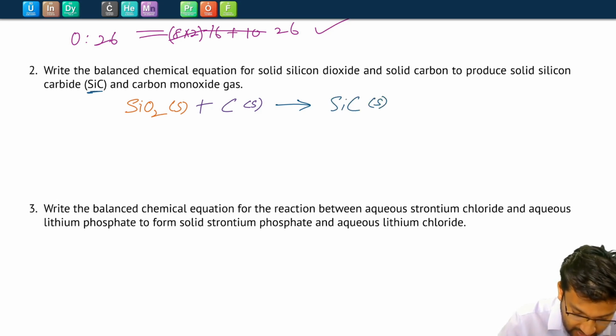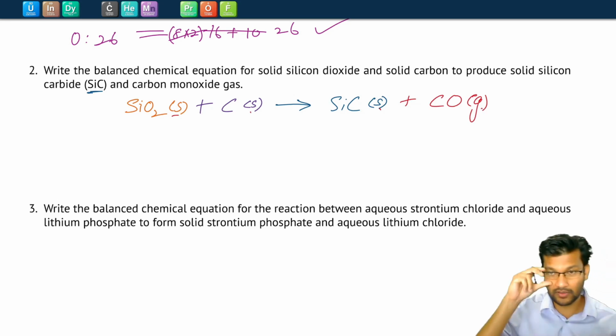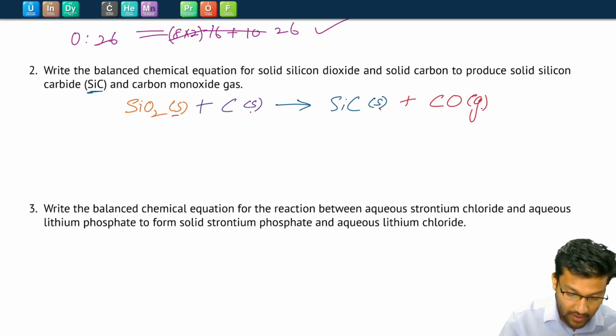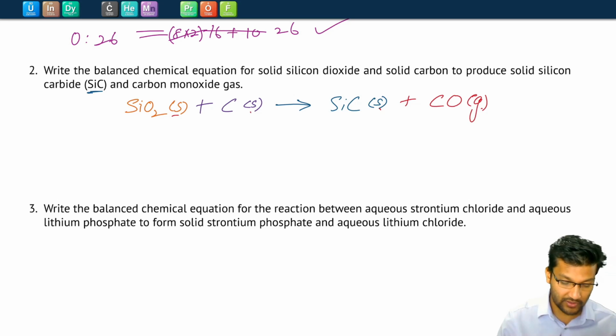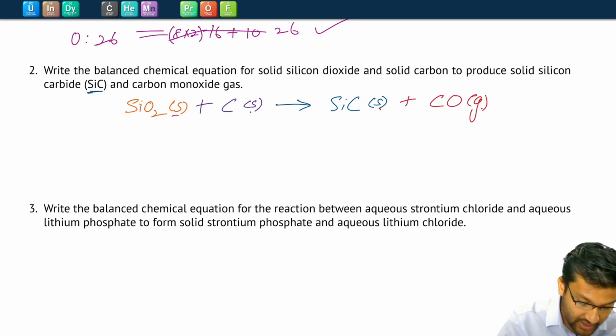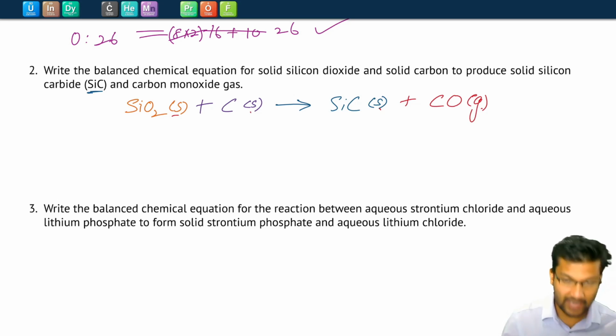Silicon carbide, solid, and carbon monoxide gas. Carbon monoxide is 1C, 1O, and it's gas. Make sure you always write your state symbols, otherwise your equation will not be complete. Okay, so we have an unbalanced chemical equation, and I mentioned that we're going to look at how to balance this using a different method, not the guess and check method.